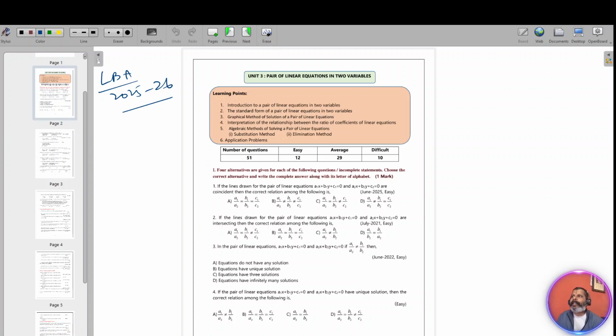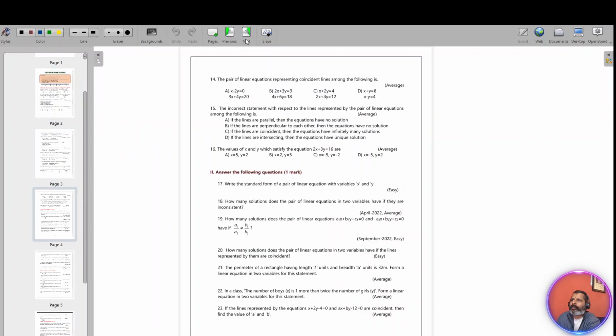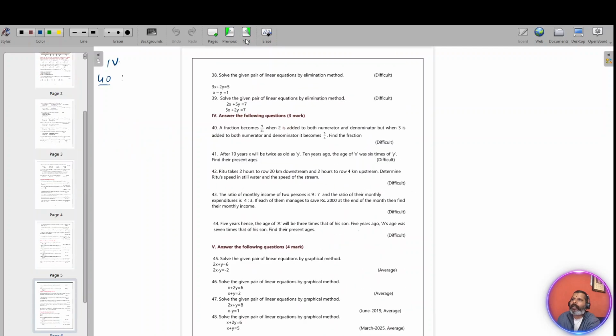Hello students, in this class we'll see LBA, Lesson Based Assessment 2025-26 for chapter 3, pair of linear equations in two variables. 3 marks questions we'll see. We have seen first in previous videos 1 mark questions and 2 marks questions. We'll see 3 marks questions which are around 5 in count and all are equal, all are important.